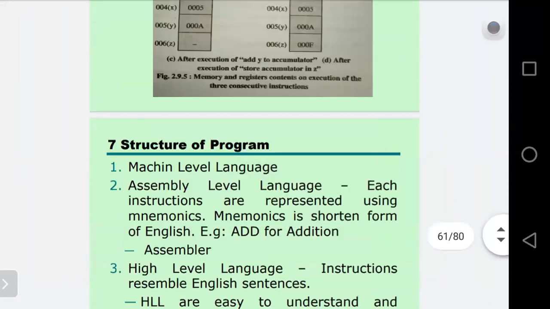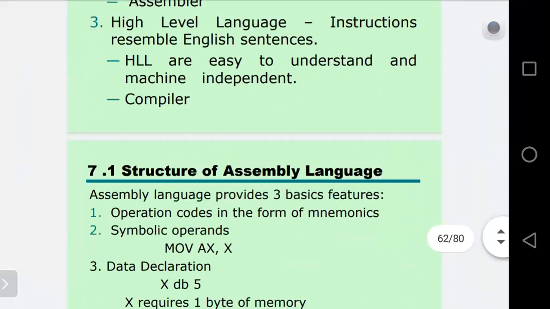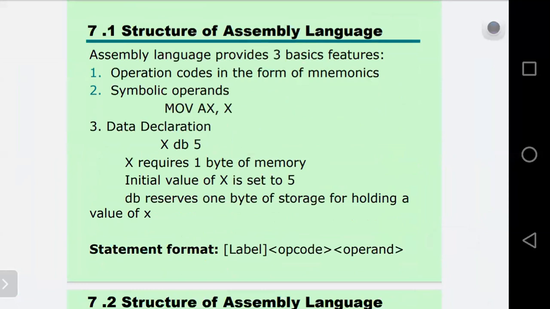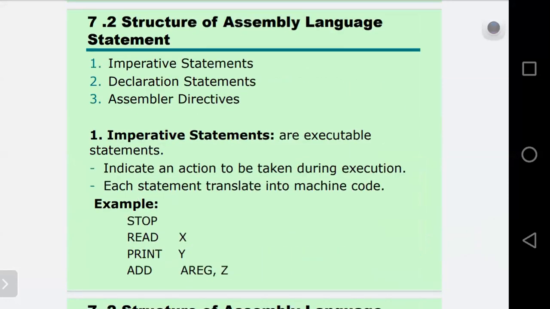Right? You might remember this example also. Then we discussed the structure of a program, like machine level language, assembly level language, and higher level language. So there are three different levels we have considered, and we discussed in detail machine level, assembly language, and higher level language. Again, in this topic we discussed the structure of assembly language: how it mainly provides three basic features, like operation code in the form of English short codes, mnemonics, symbolic operands, and data operations. Then we discussed the imperative statement, declarative statement, and assembler directive statement.